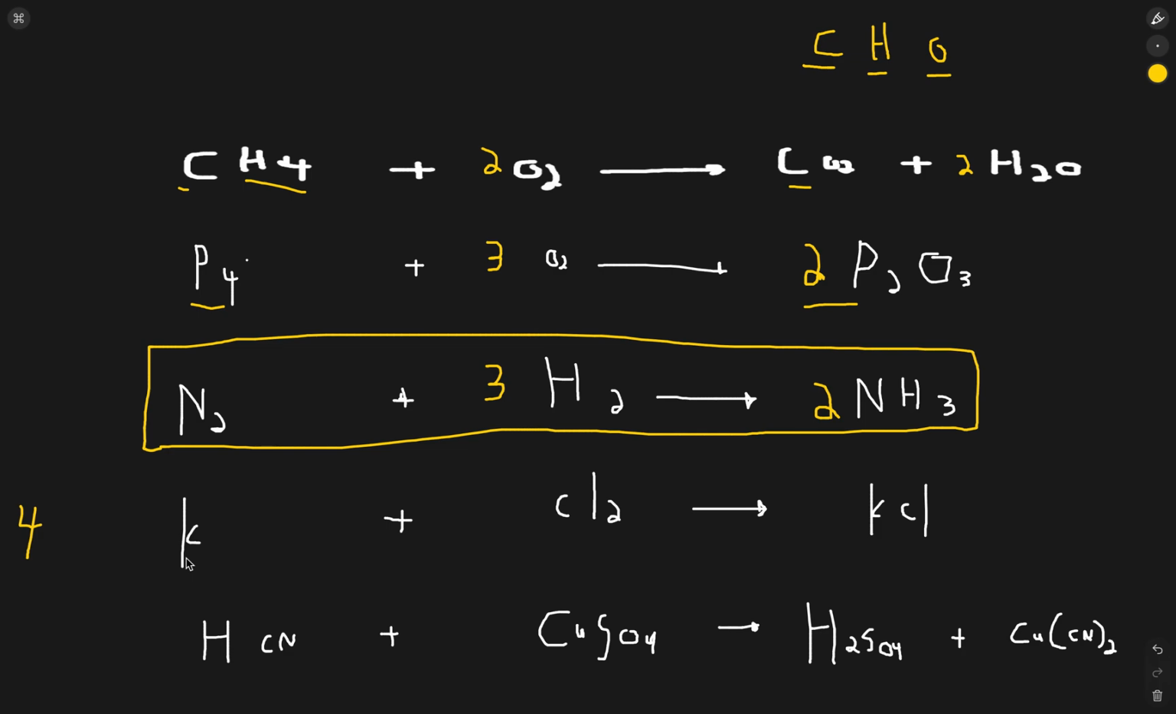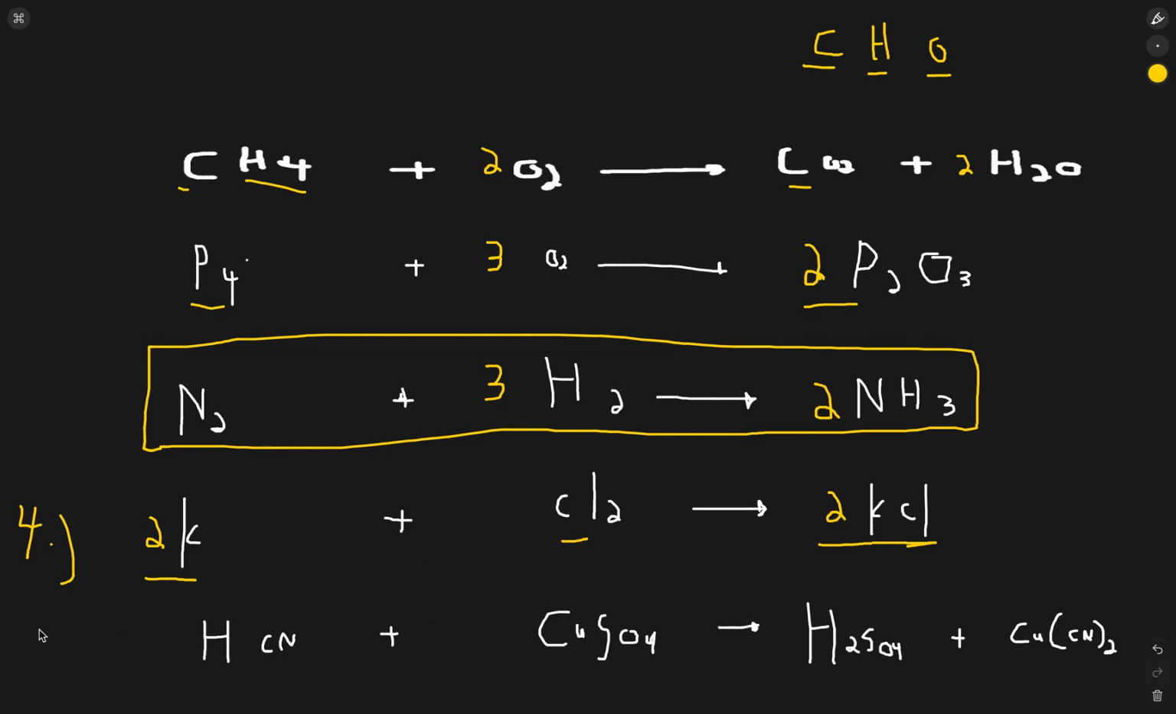We have 1 potassium on the left, 1 on the right, so that's good. But chlorine, we have 2 on the left and only 1 on the right. So I'm going to have to multiply this by 2 to have 2 KCl. Now, because I multiplied this by 2, now that I have 2 Cl and 2 Cl, that's good. But now I have 2 potassium and 1 potassium here. So I'm going to multiply this by 2. Now I have 2 potassium, 2 potassium, 2 chlorine, and 2 chlorine. So that's good. That's what I want.